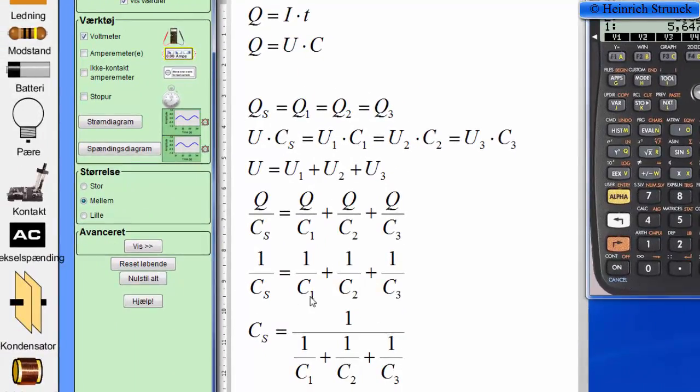So that's the way to calculate capacitors which are connected in serial. It looks like resistors connected in parallel. And up here we have 2 basic formulas to calculate the charge on a capacitor.